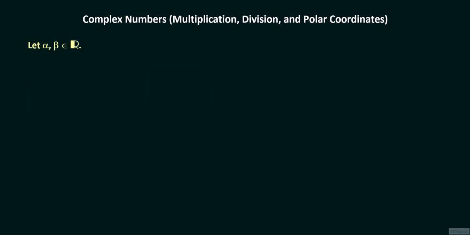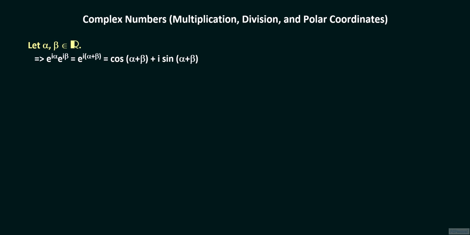Now let alpha and beta be two real numbers. E raised to the power I alpha times e raised to the power I beta is equal to e raised to the power I times the quantity alpha plus beta, where we added the exponents and factored out I in the exponent. According to Euler's formula, e raised to the power I times alpha plus beta is equal to cosine of alpha plus beta plus I times sine of alpha plus beta.